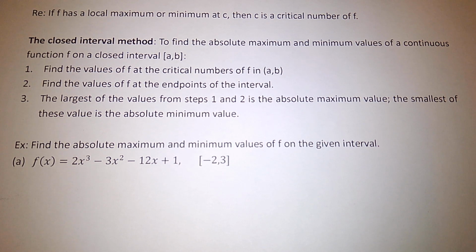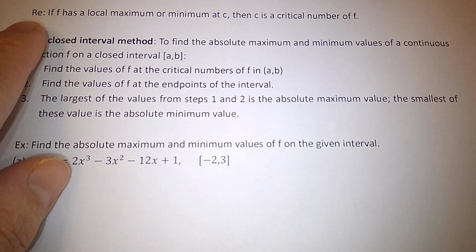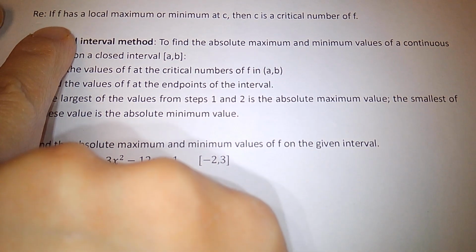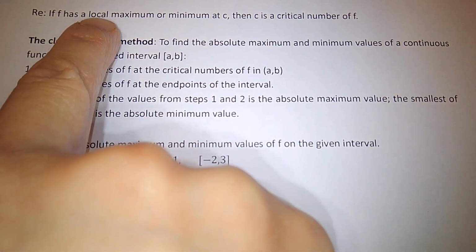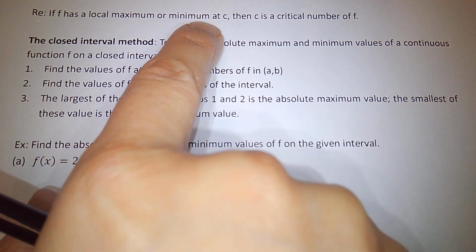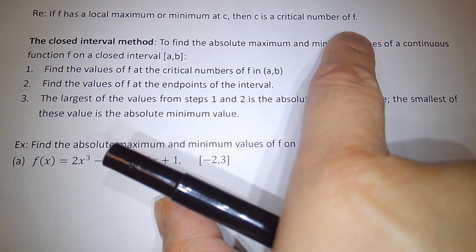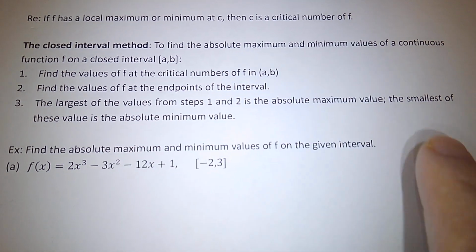Just now we did the critical numbers, and then we learned the definition of the critical number. This is a remark we just need to know. It says, if f has a local maximum or minimum at C, then C is a critical number of f. Why is this remark true?